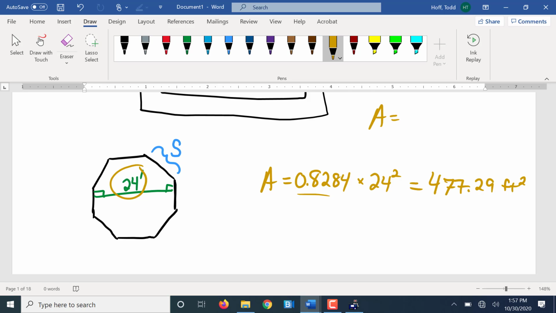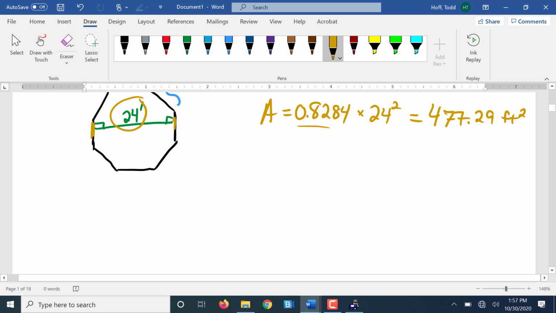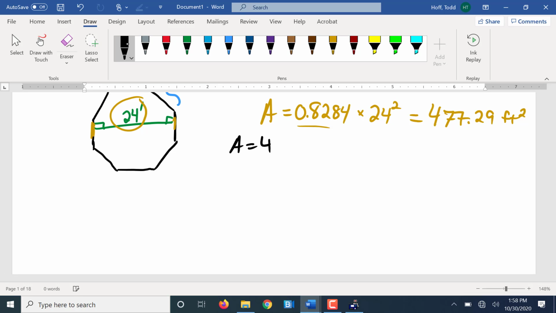So the formula there, Logan, is if you know that flat distance from one side to the opposite side, it's 0.8284 times that flat distance squared. So now we're going to use that area to work the other way. So the area, if you know the side, is 4.8275 times the length of the side squared. So we're going to use that formula backwards.